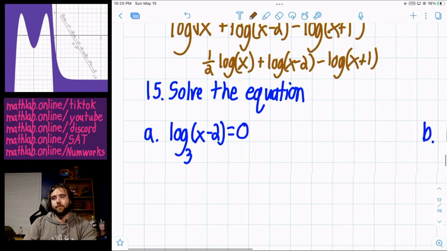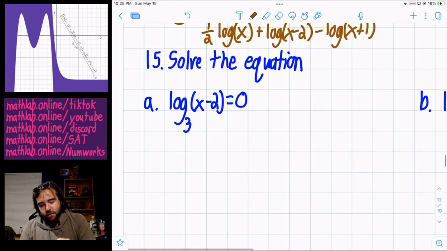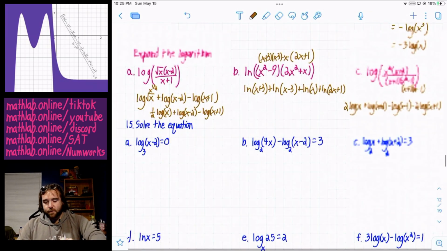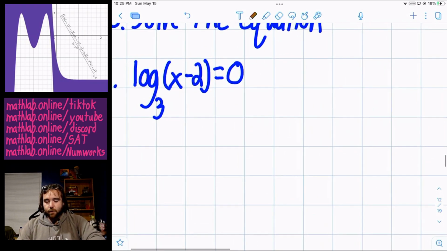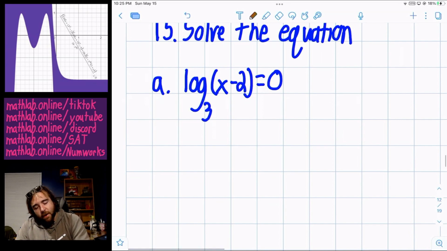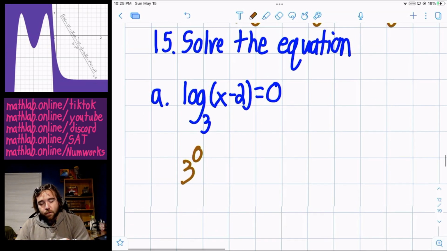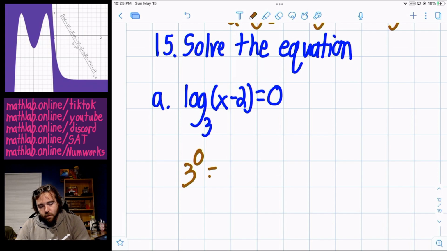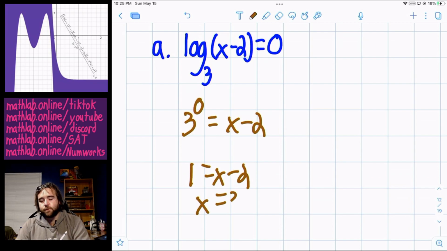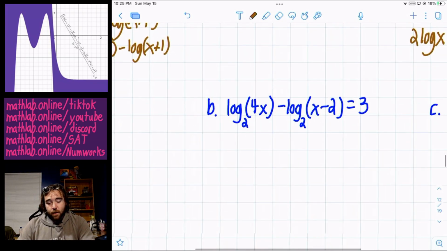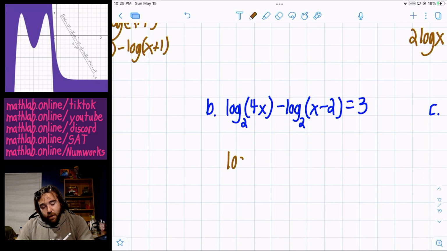Anyway, so back to number 15. So all of these we're going to solve differently. That's just kind of what's the most fun about them. So this one, we're just going to turn it back into an exponential equation. 3 to the 0 equals x minus 2. So that's 1 equals x minus 2, so x equals 3.